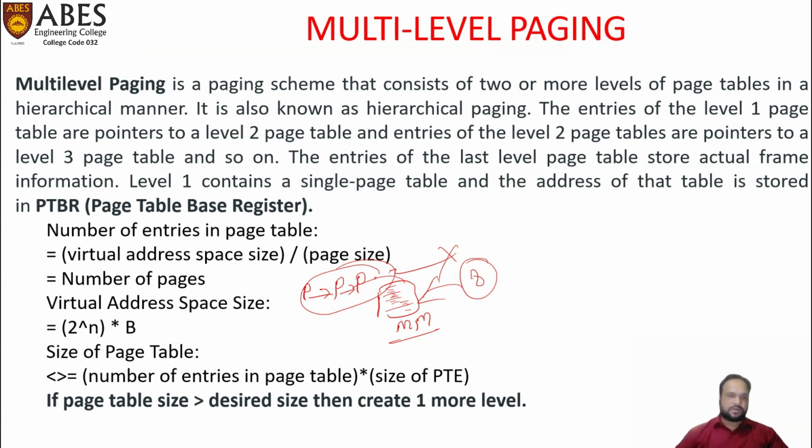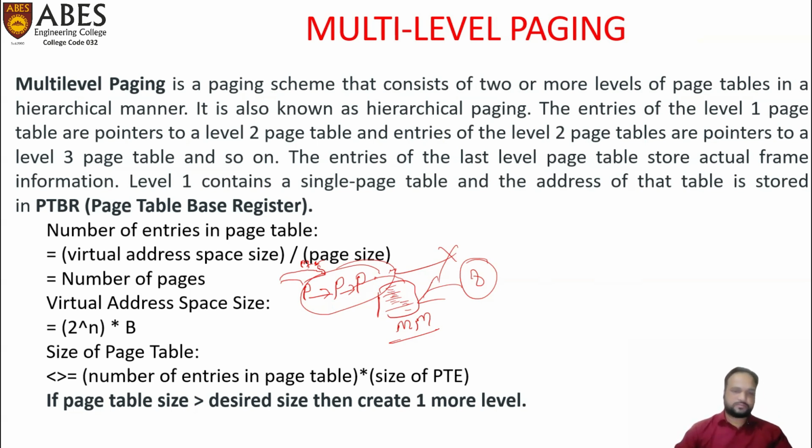Entries of the level one page table are pointers, which will point to the level two page table. Means at level one, whatever entries are made work as a pointer to the level two page table, and that level two page table's entries will again work as pointers to the next. Similarly, the entries of the last level page table store the actual frame information. Level one contains the single page table information, and the address of that table is stored in the PTBR, page table base register. That is the most important term.